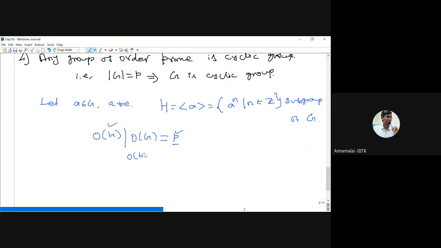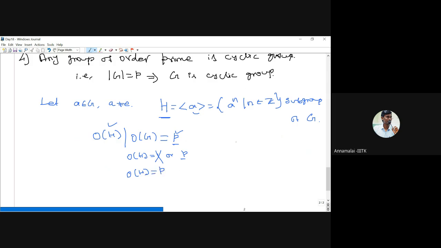is either 1 or P. But H is a cyclic group generated by a, and a is a non-identity element. Therefore, H contains at least two elements, the identity element and a. Therefore, it cannot be equal to 1. Therefore, the order of H should be equal to P.